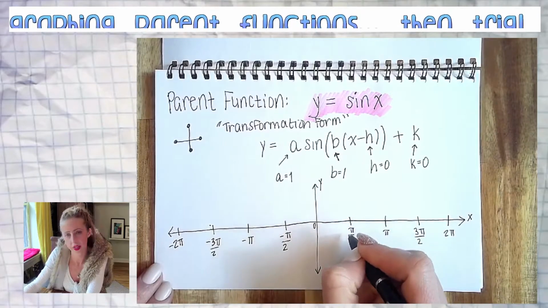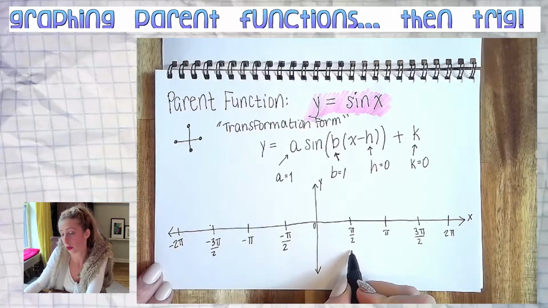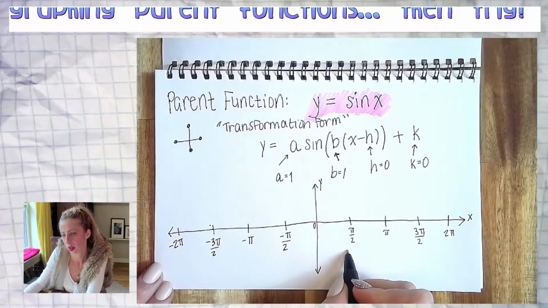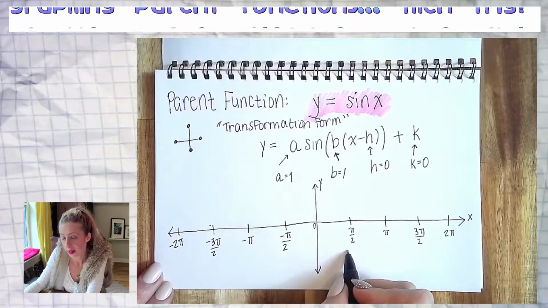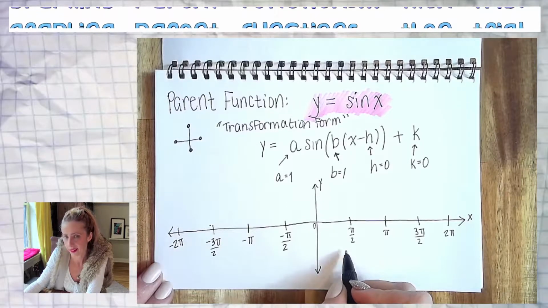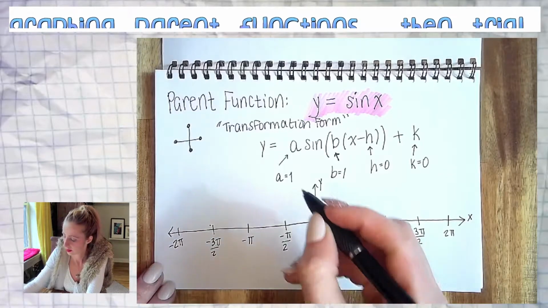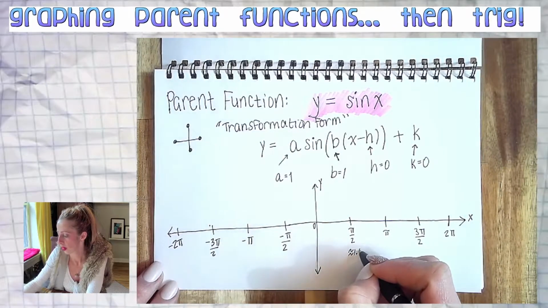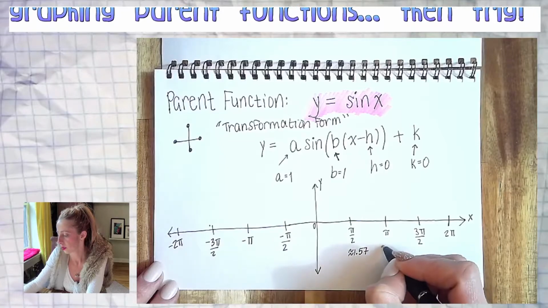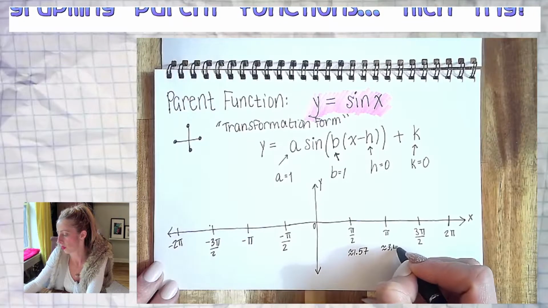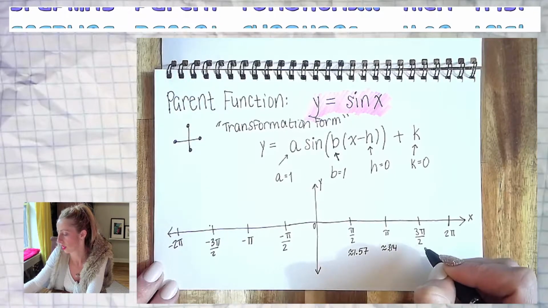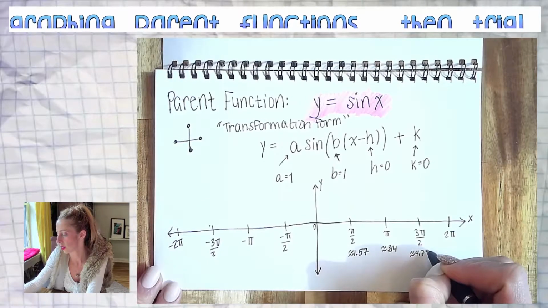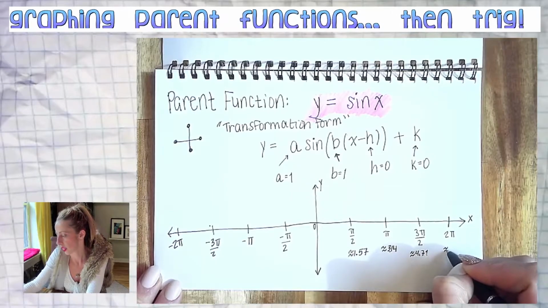Does anybody remember the decimal approximation for pi over 2? You can figure it out. It's half of pi. Just shout it out. 1.57. Good. So it's approximately 1.57. That's approximately 3.14. This is approximately 4.71 and approximately 6.28.